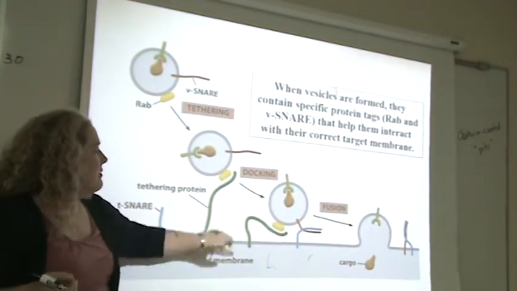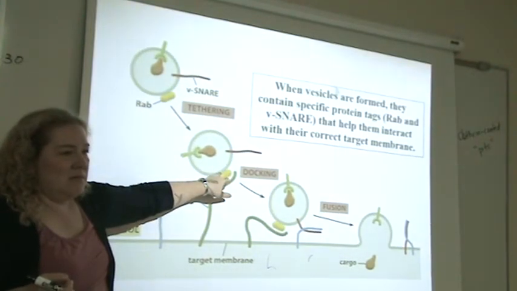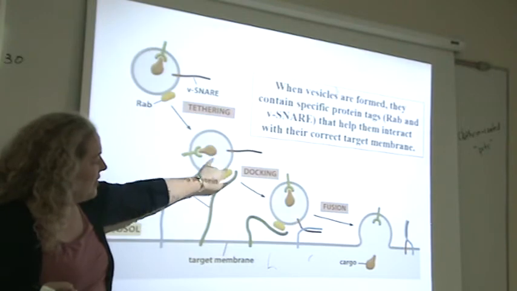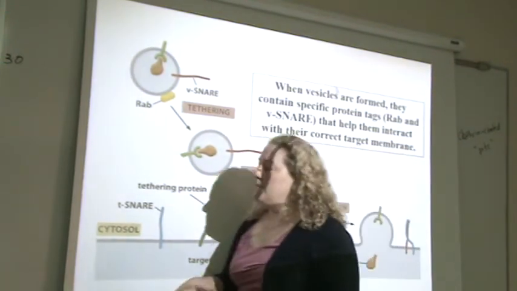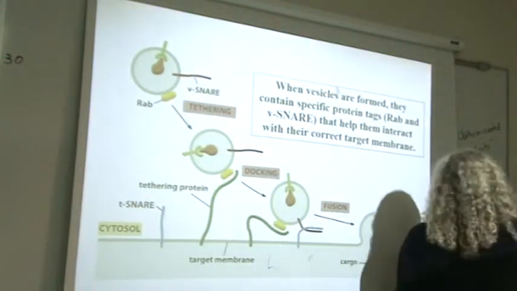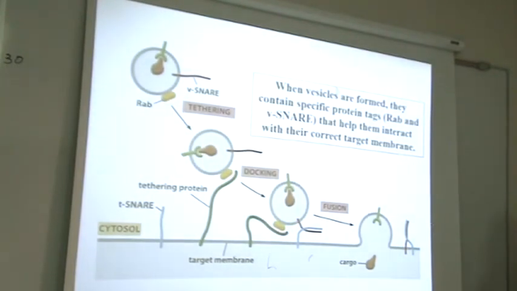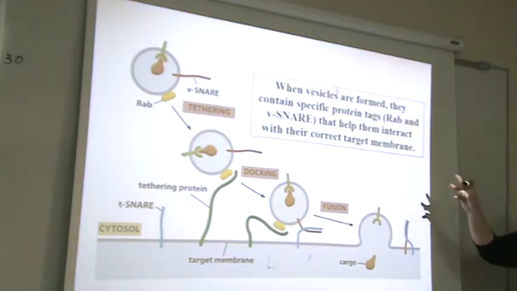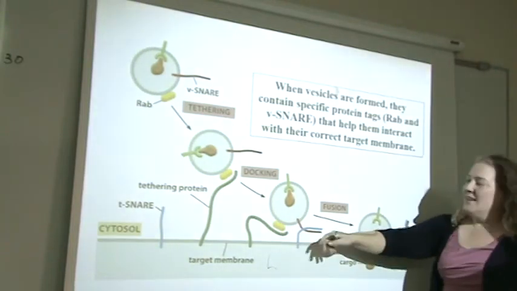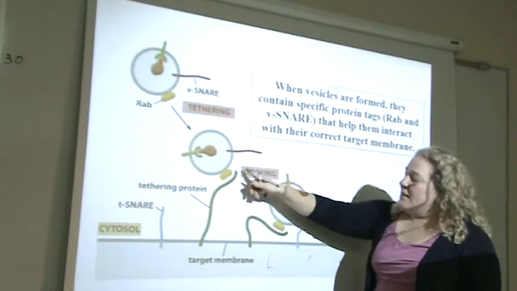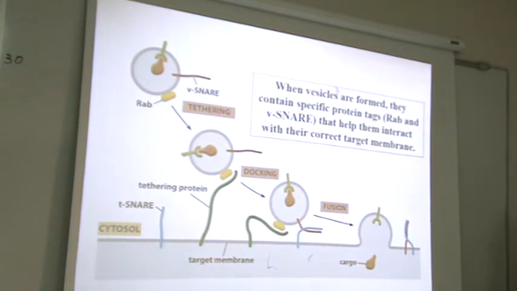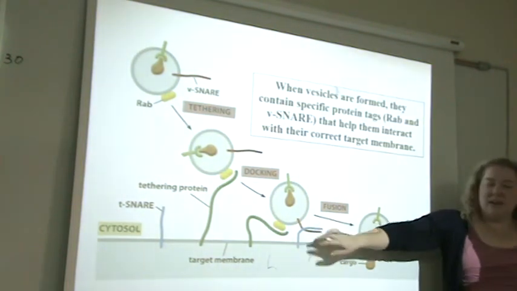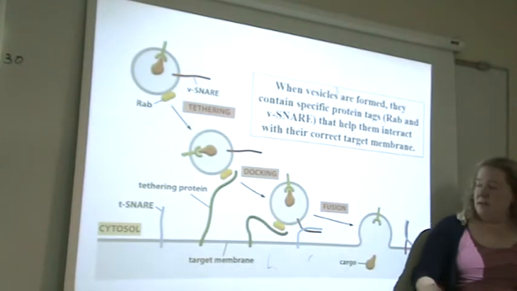The tethering protein will interact with RAB. And these two are trying to get the vesicle close enough that the V-snare, and on the V part, V stands for vesicle, and snare stands for something, but you will never see it spelled out unless you go into that research field. And here's its V-snare tag. If these two can get close enough, the target membrane has a T-snare that will specifically bind with the V-snare. There they go.